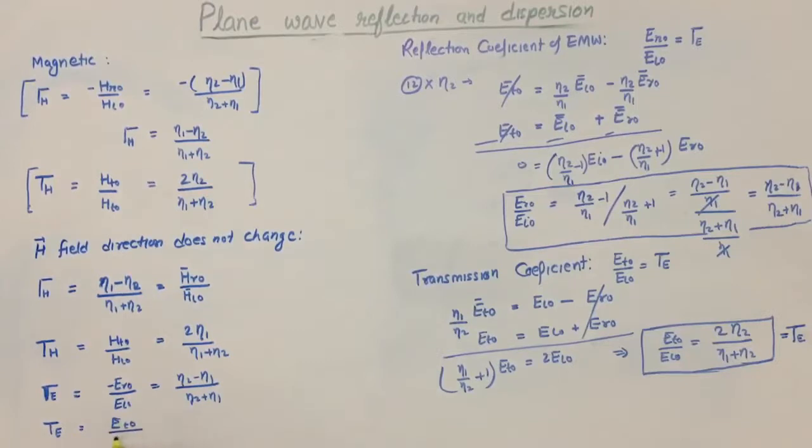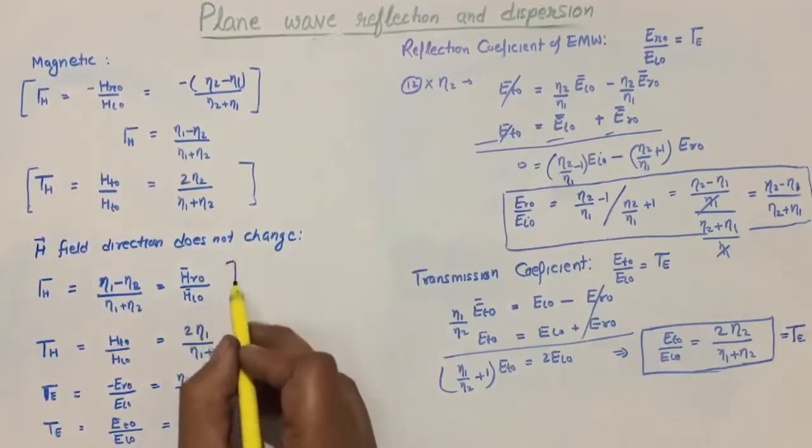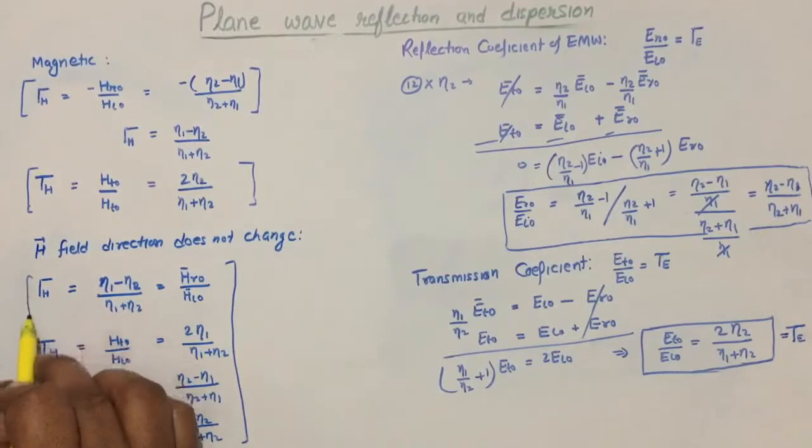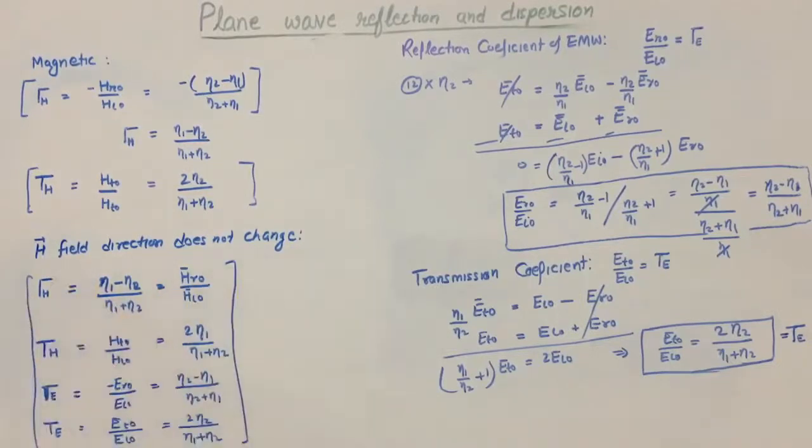E T naught over E I naught, that will give you 2 eta 2 divided by eta 1 plus eta 2. In this way, these 4 equations are the final equations for this case. Okay, hope all these points are clear to all of you. Now you can verify this.